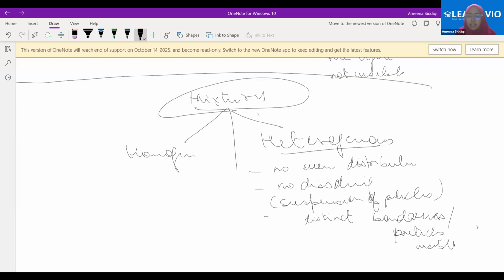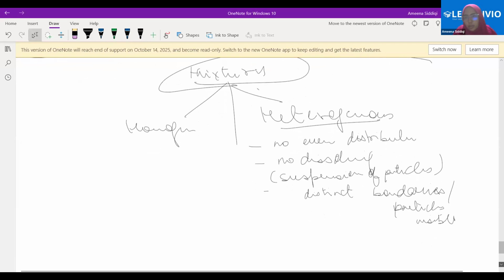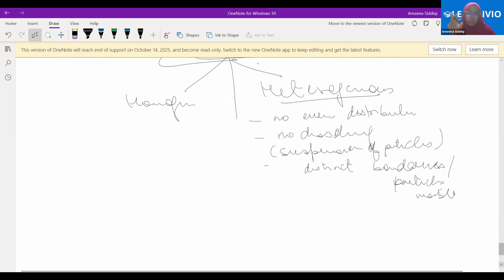Example, take the example of sand and water. What will happen when we mix sand and water? They will not dissolve. If they are not dissolving, there is no even distribution. There will be some part of the mixture which will have a higher concentration of sand, and some part which will have somewhat lower concentration of sand. Therefore, there will be no even distribution, because there is no dissolving.